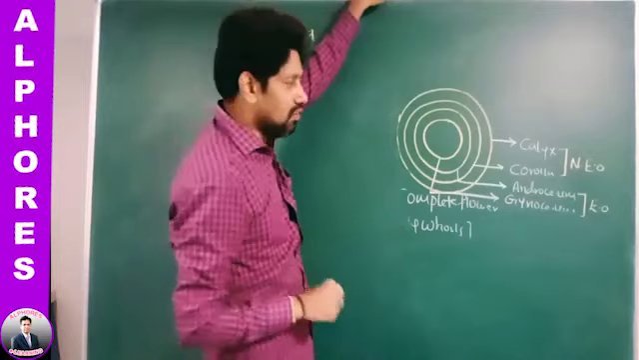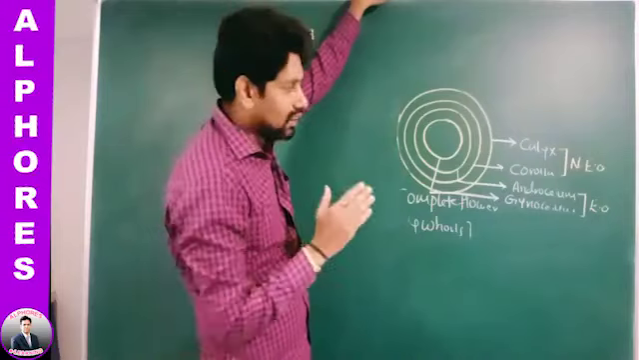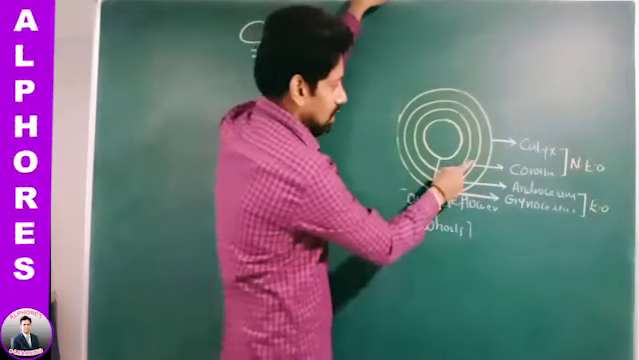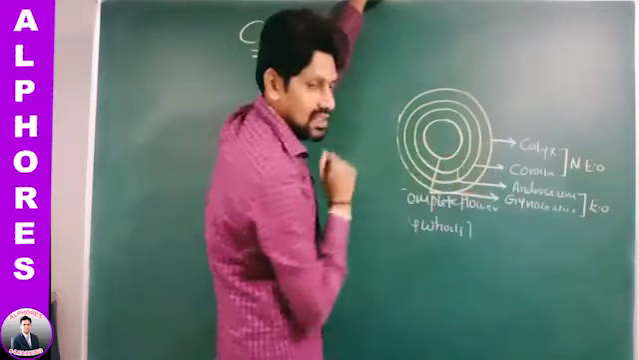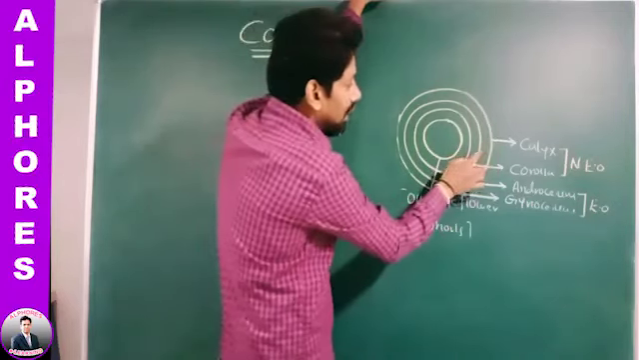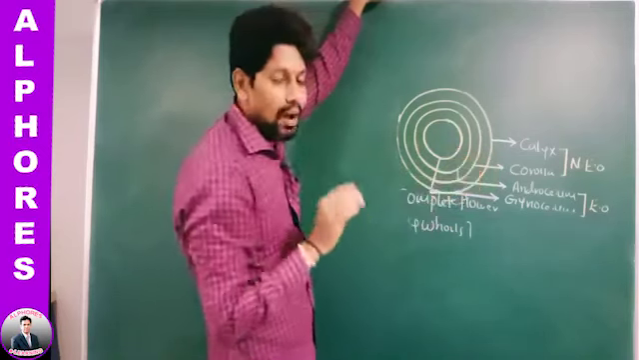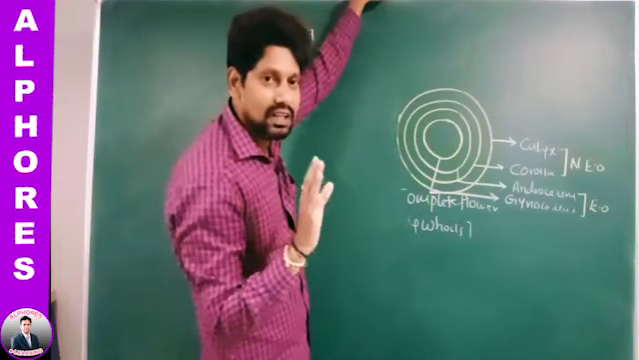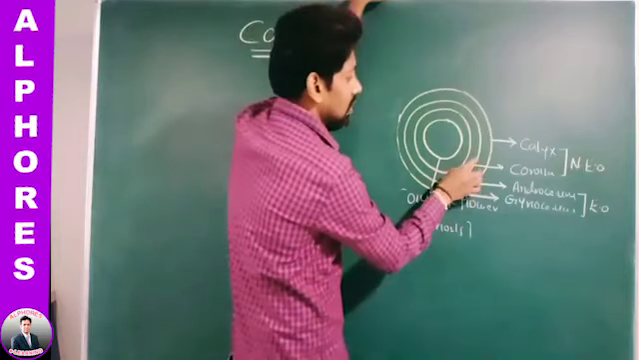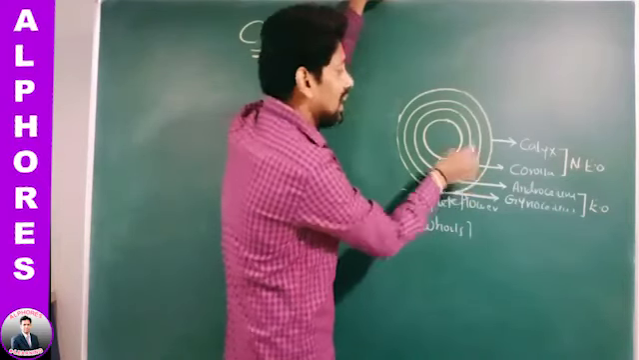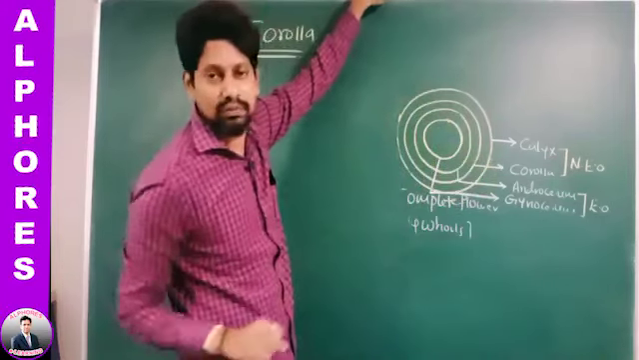In this complete flower, which is the outermost whorl? Calyx. What comes after calyx? Corolla. Calyx and corolla, these two are non-essential organs of a flower. Of these two, calyx is outermost and corolla is inner. I am not saying corolla is the innermost whorl of the flower. I am saying corolla is the innermost whorl of the non-essential organs of a flower.